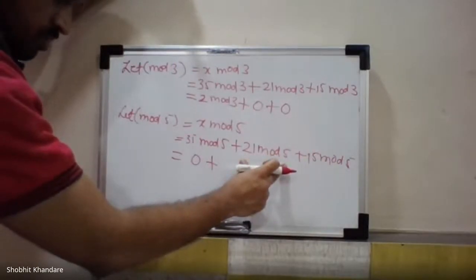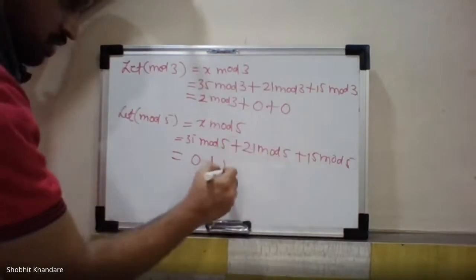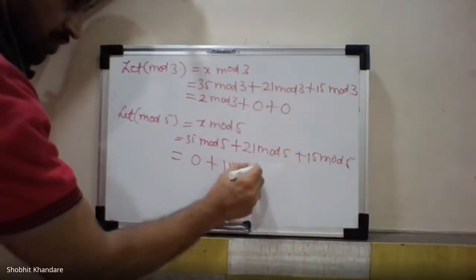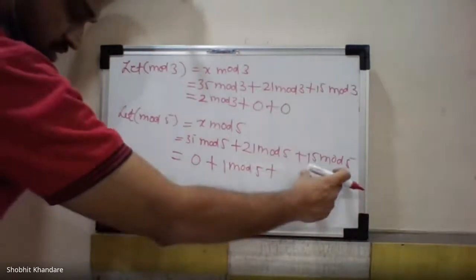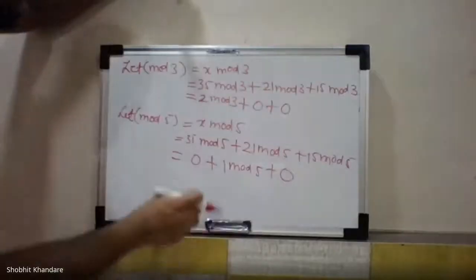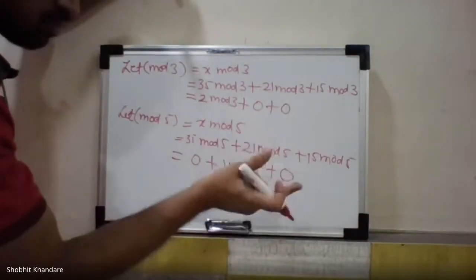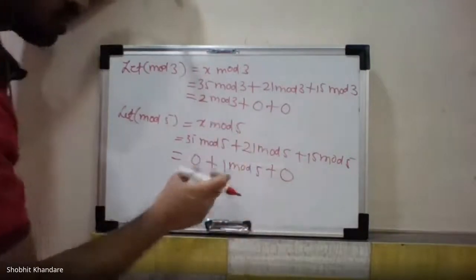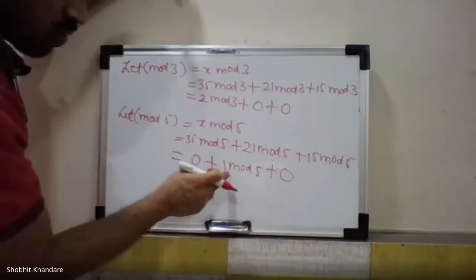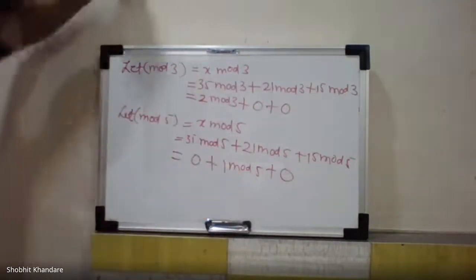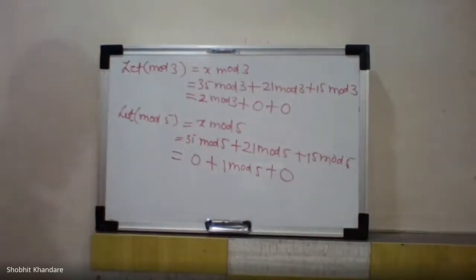21 mod of 5, I can say it is 1 mod of 5. So it is 1 mod of 5 plus this one, which is 0. See, I made both of them 0 by multiplying the second one. If you remember, the first term and the third term are 0. So it is 1 mod of 5. What do I need? What is given in the problem?